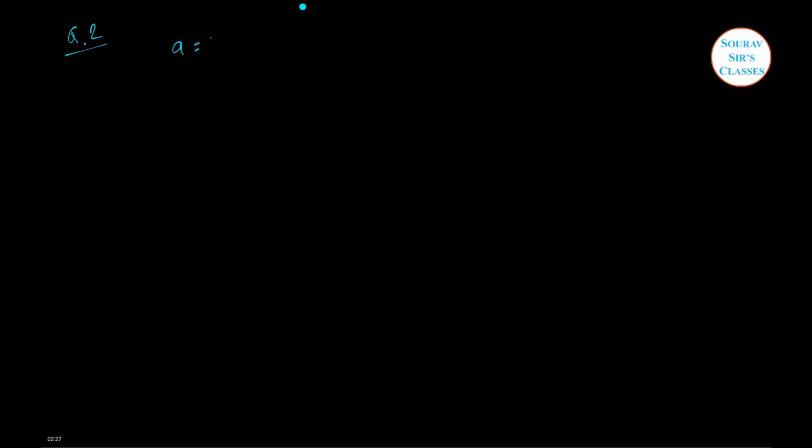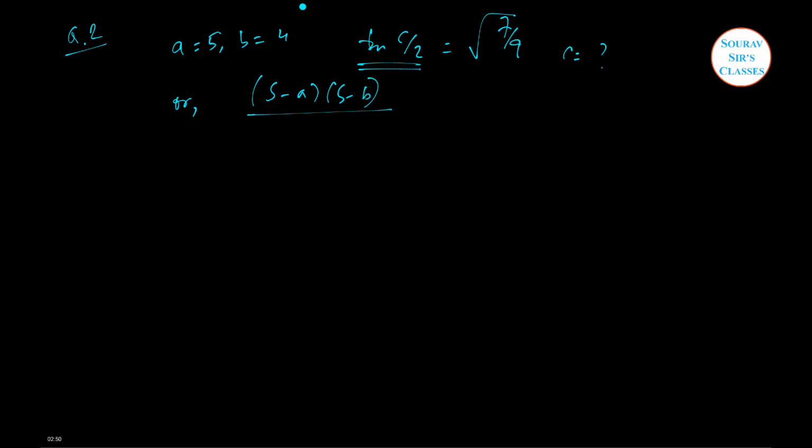Given that a equals 5, b equals 4, and tan C by 2 they have also given as root over 7 by 9. They want us to find the side c. So how to start? Start with the angle and put in the formula. What is the angle and side formula? With respect to tan C by 2 you have a formula, that is, the square root of (s minus a)(s minus b) over s(s minus c).